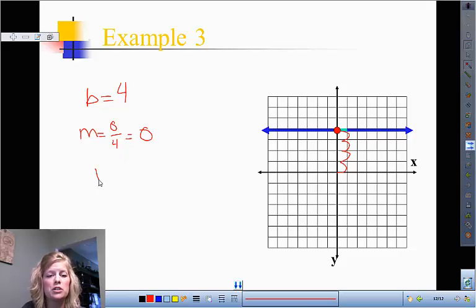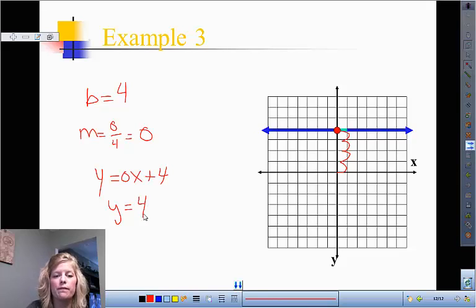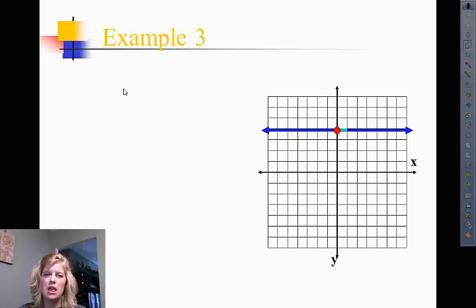So what would your equation look like? Well, y equals 0x plus 4. In reality, 0x is 0, so 0 plus 4 is 4. That'd be your equation. These are probably the hardest to grasp. I recommend writing it down, think about it, revisit the slide if you don't get it. All right, and moving on.